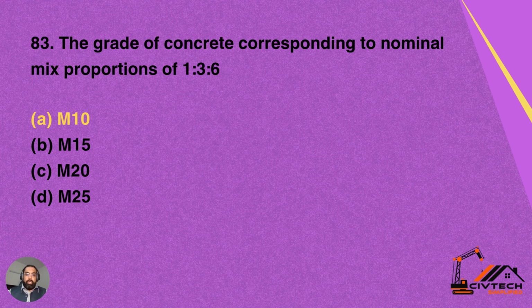Question 83 is the grade of concrete corresponding to nominal mix proportions of 1:3:6. Now the grade that refers to the 1:3:6 ratio is M10. Option A is M10, option B is M15, option C is M20, option D is M25. So for 1:3:6, it's M10.